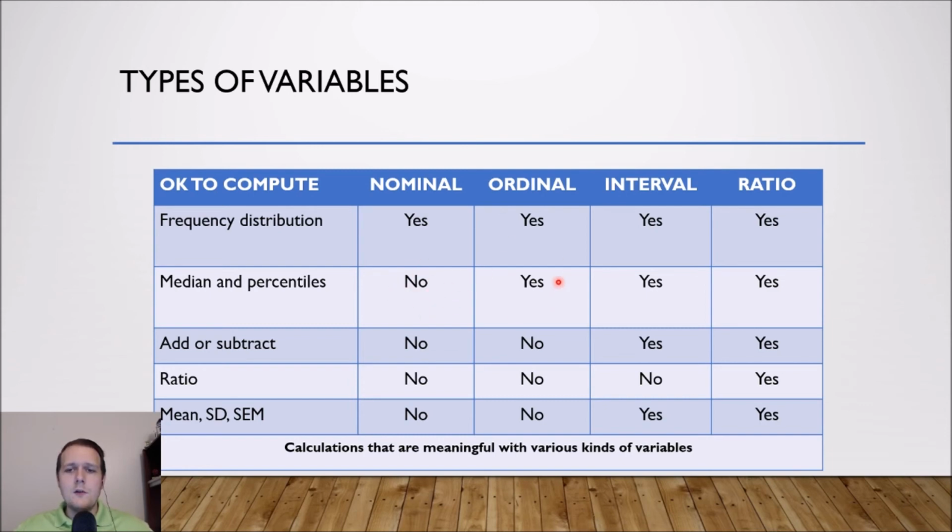However, when you get into ordinal variables, again, there is an implied ordering to them, right? Very poor is worse than poor, which is worse than fair, right? You can start to get into medians and percentiles. And you can certainly do the same with interval and ratio variables.